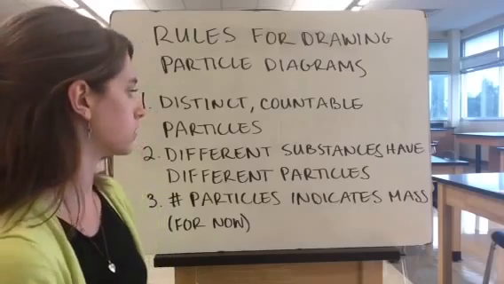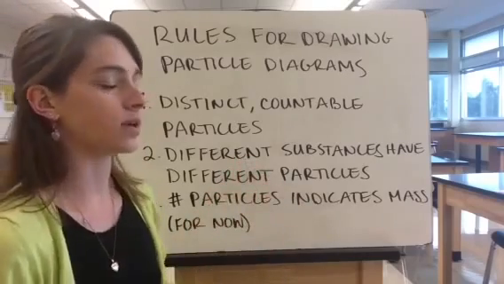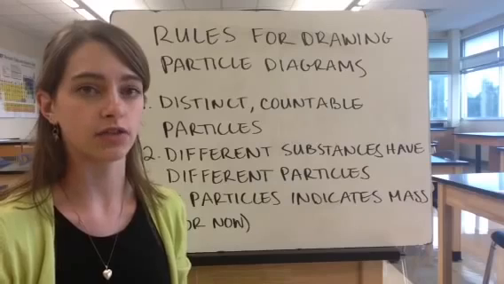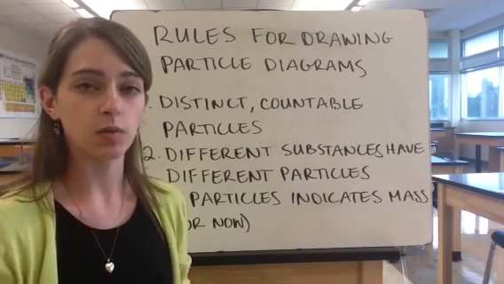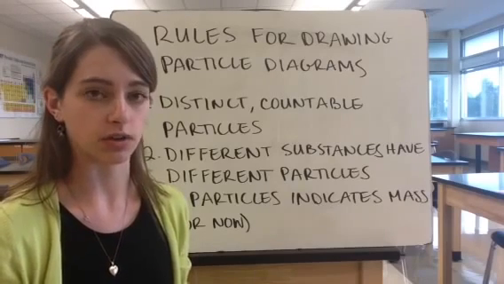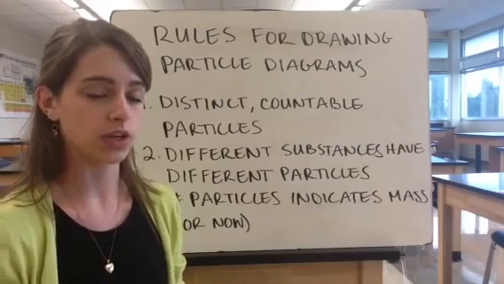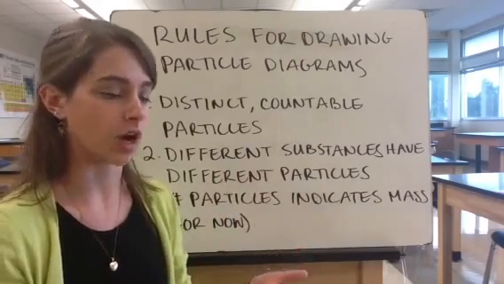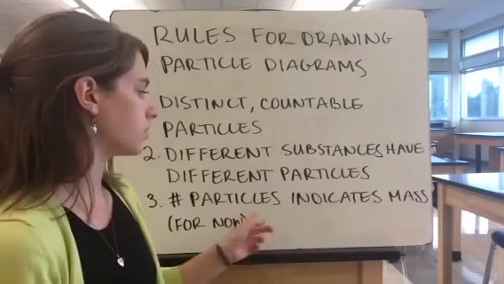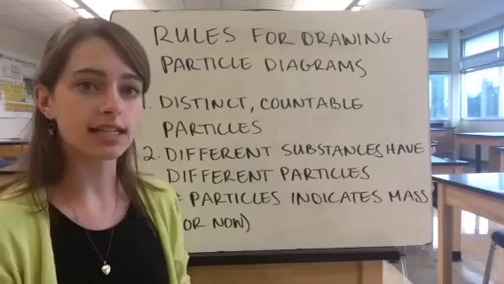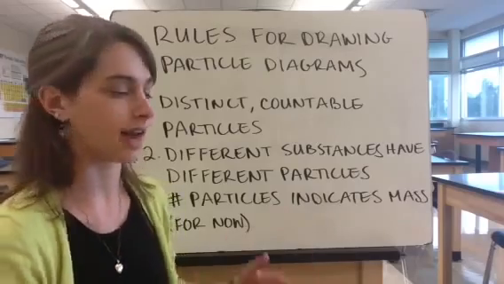differentiate between different particles. Second, if we have different substances, we have to represent them with different particles. So say we have sugar and we have water. Sugar and water are not made up of the same types of particles, therefore we need to represent them as two different kinds of particles. So you have to think about everything that's going on. And then finally, we said that the number of particles indicates mass. For now. Later we'll talk about sizes of particles and things like that.